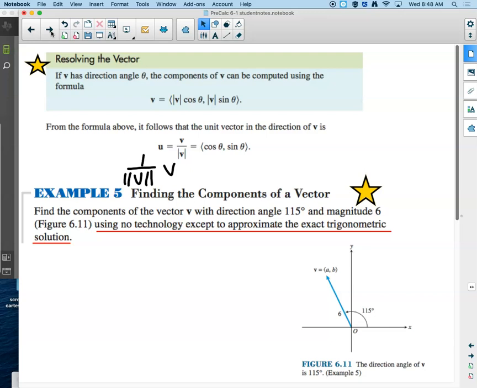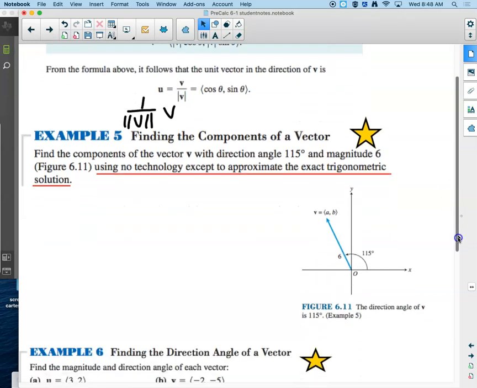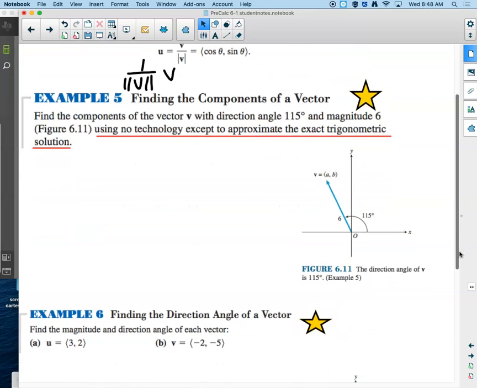So, example 5 says, let's start finding some components here. Finding the components of a vector. Find the components of vector v with direction angle 115 degrees and magnitude 6 using no technology except to approximate the exact trigonometric solution. So, what they're saying is what we already know, which is show all of your steps and then just grab a calculator at the last second to show what you get.